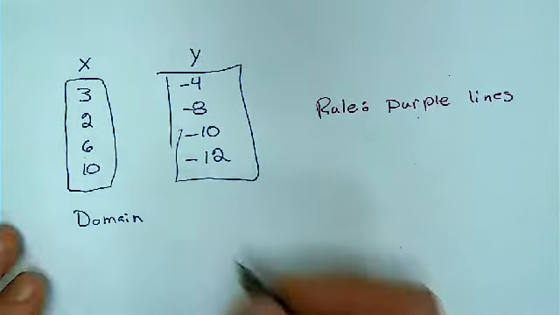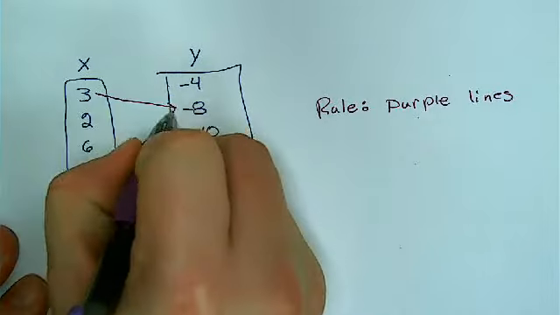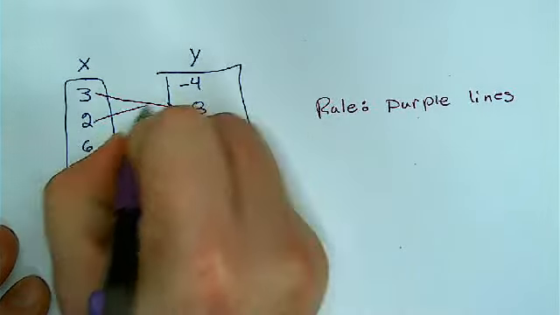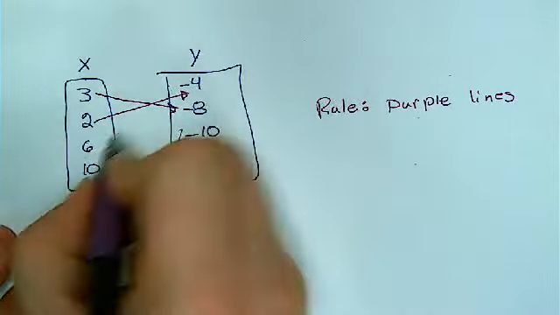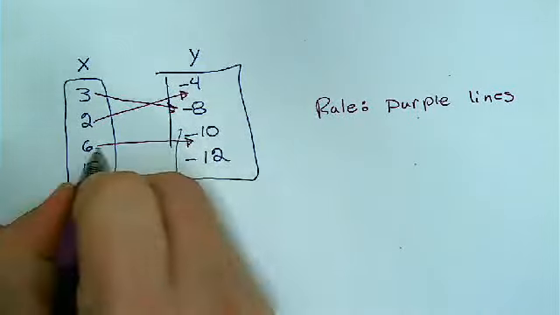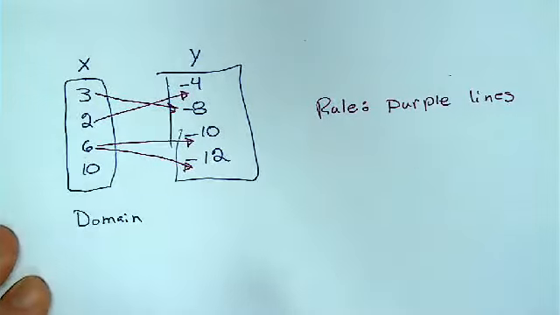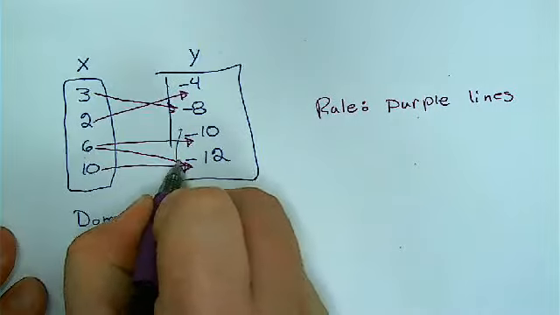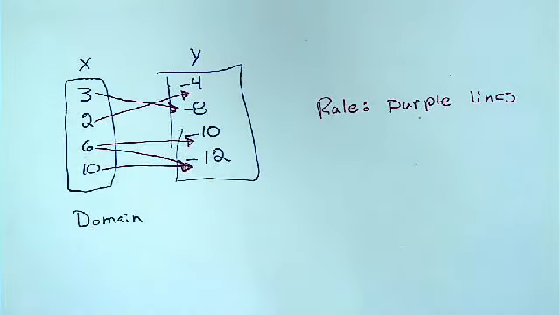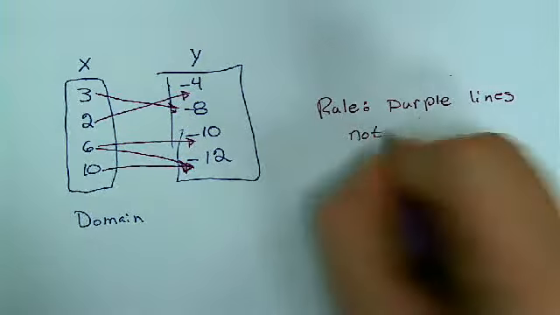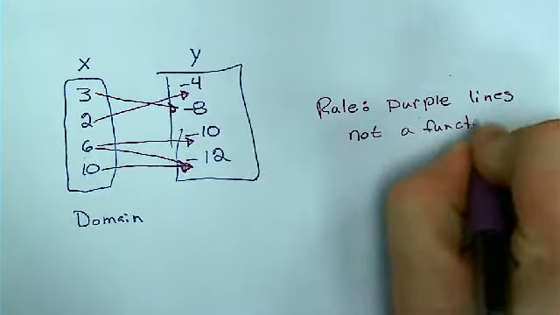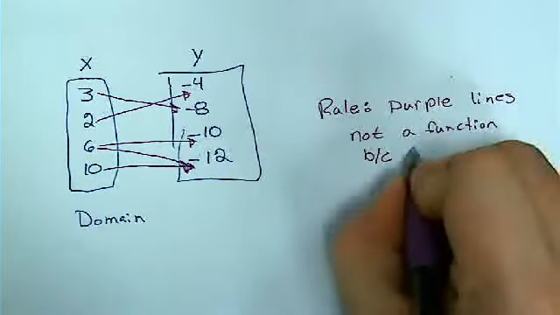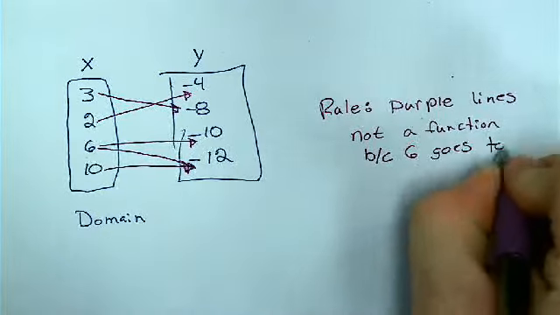Does this qualify? 3 goes with -8. 2 goes to -4. 6 goes to -10 and to -12. And 10 also goes to -12. Is that a function? Why not? Okay, it's not a function because 6 goes to 2 values.